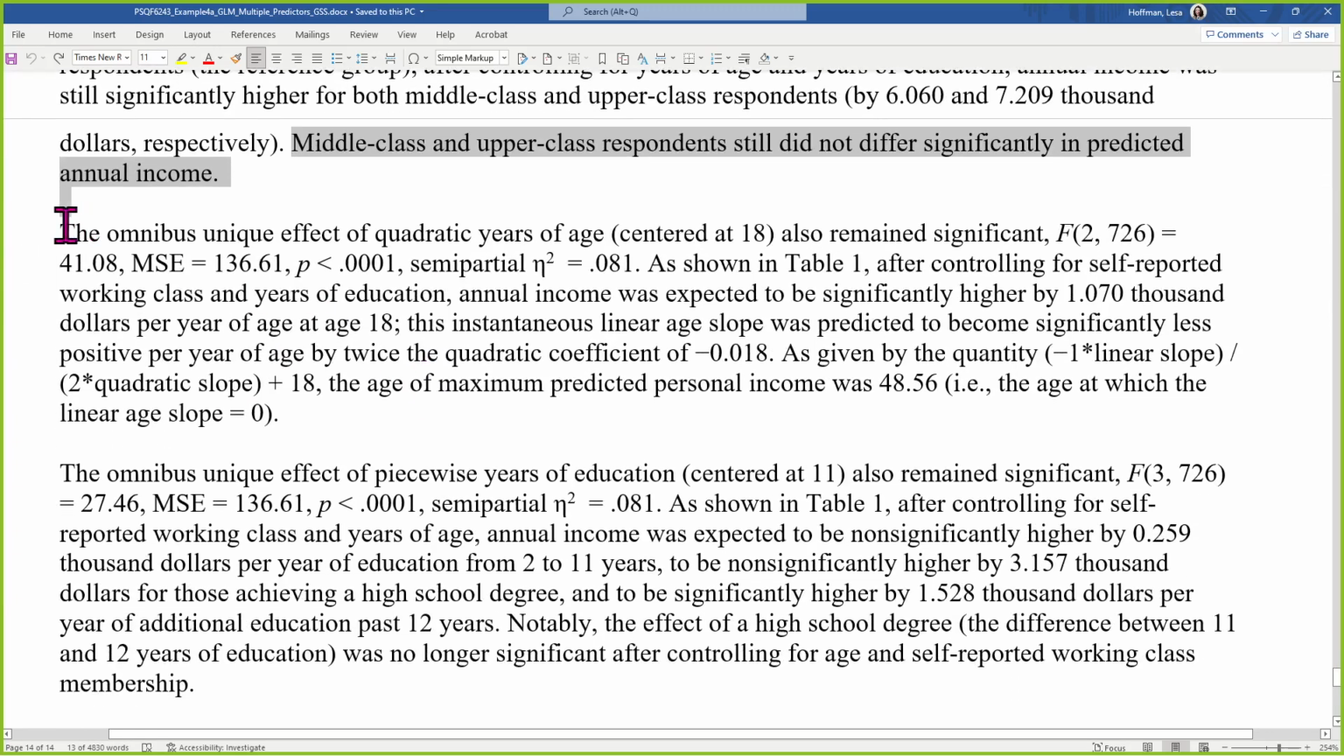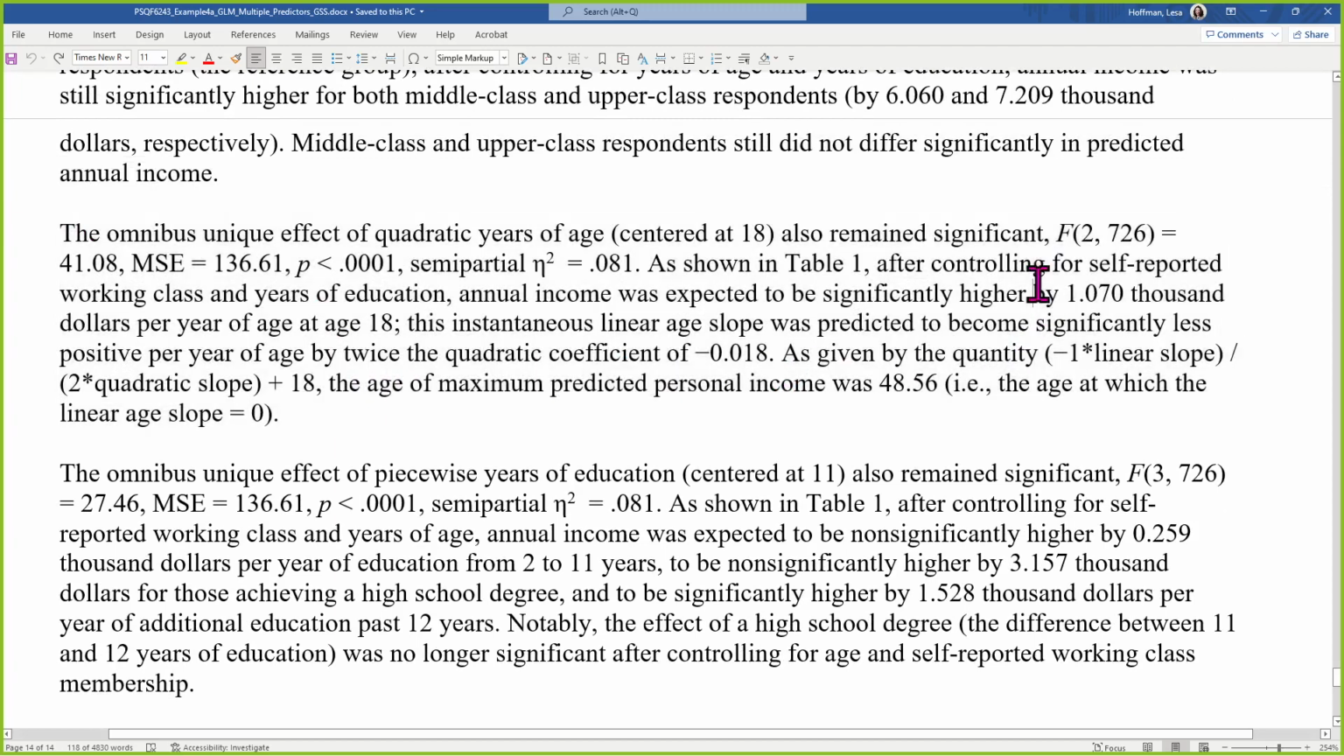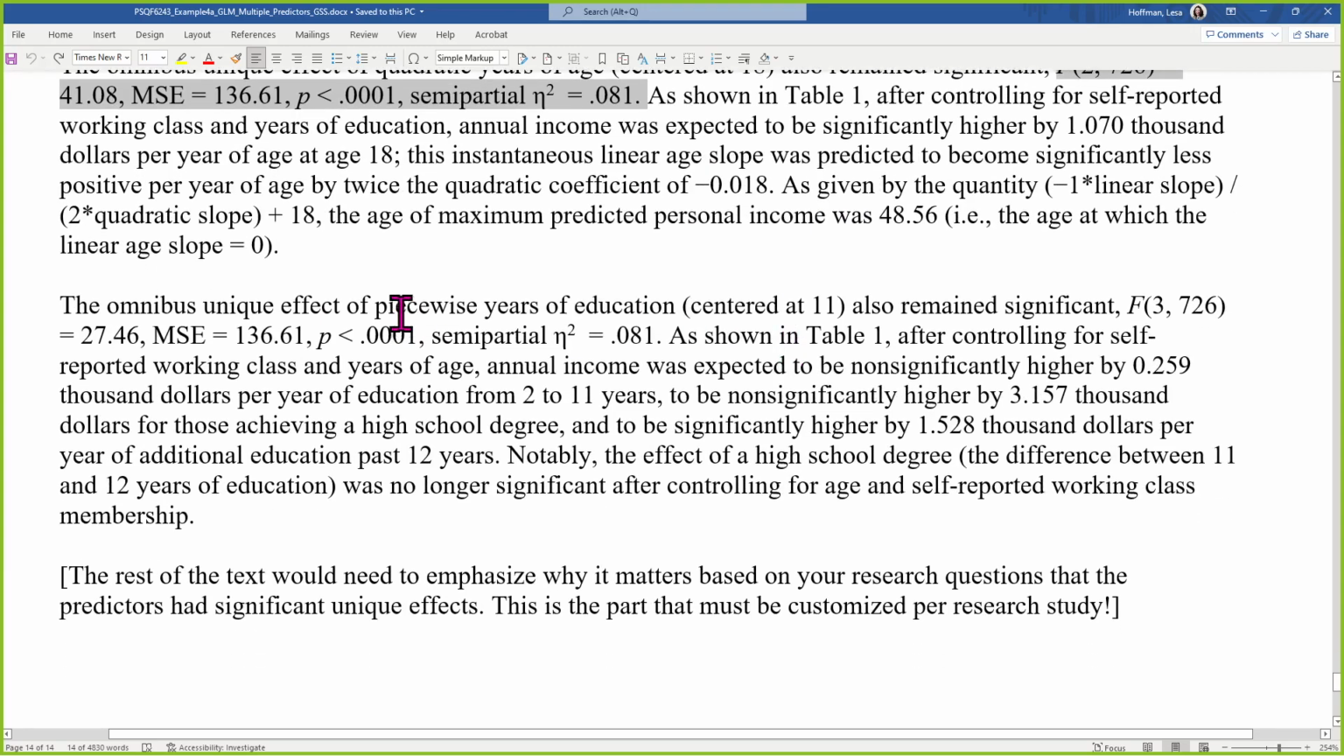Then I have the same structure of the paragraph with respect to age. So I talk about the contribution of age to the model, of the model R-square. Age is responsible for 8% of it. And then we interpret the coefficients. And then I talk about the 3 slopes for education. Their contribution to the R-square was also 8%, and then talk about that stuff.